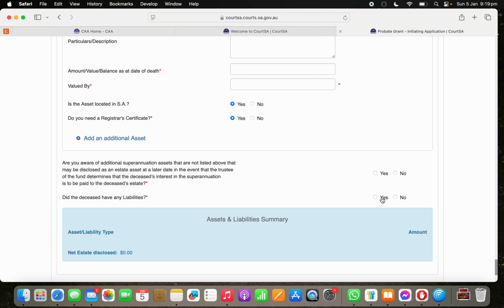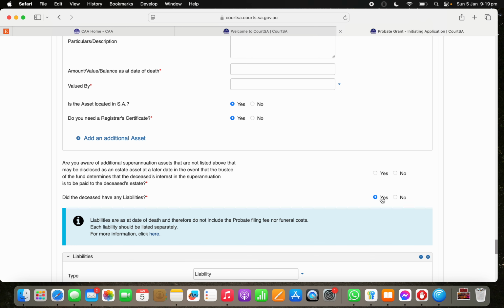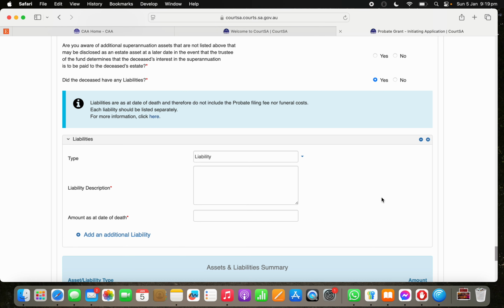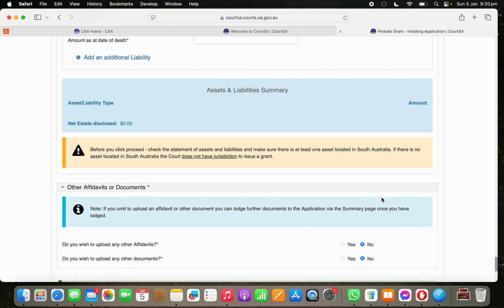Now, did the deceased have any liabilities? So if you click yes, then it's the same as when you're putting in assets. You give a description of the liability. Please put in each liability separately. So if there's an ambulance account or a pharmacy account, you do them as two separate liabilities rather than one big whole one.